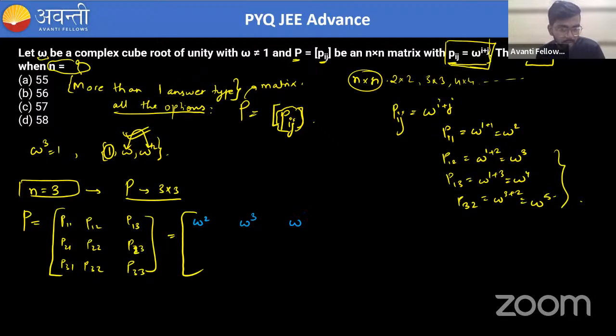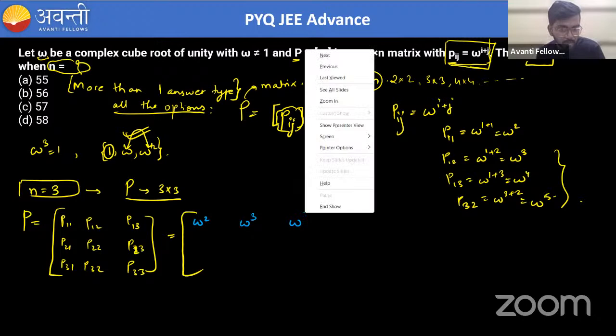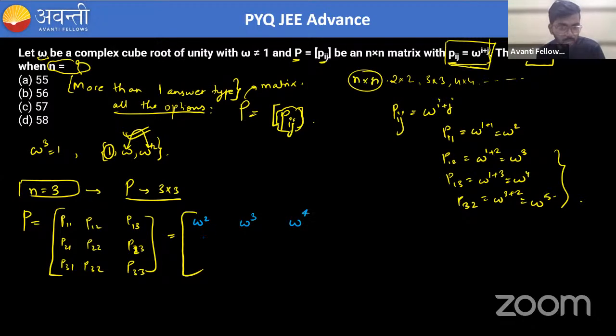omega power 4. P21 is omega cube. P23 is omega power 4. P33 is omega power 5. Here omega power 4, omega power 5, omega power 6. So we got our P matrix. So finding the P matrix was not at all difficult.